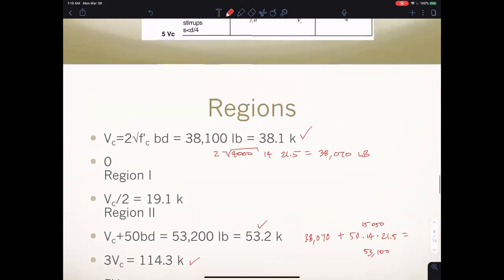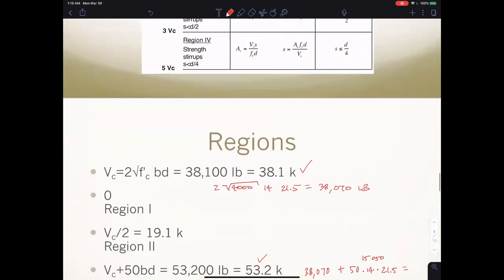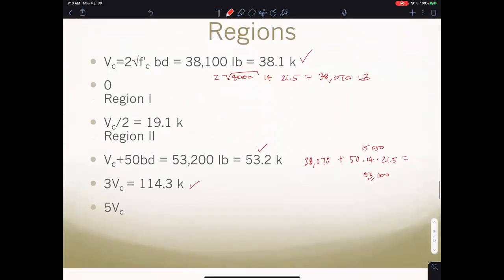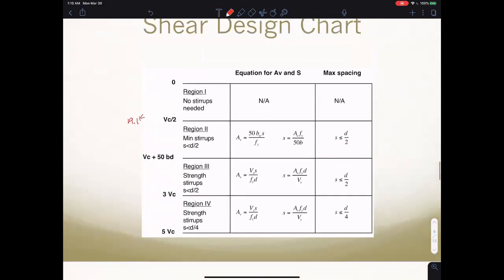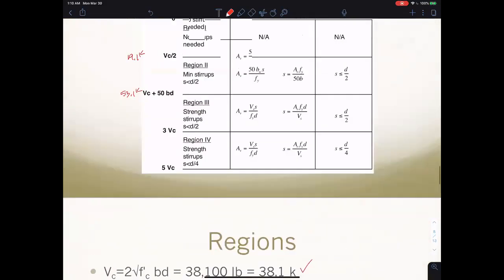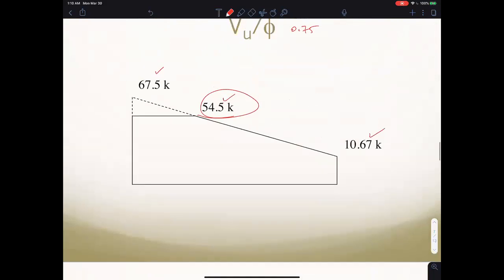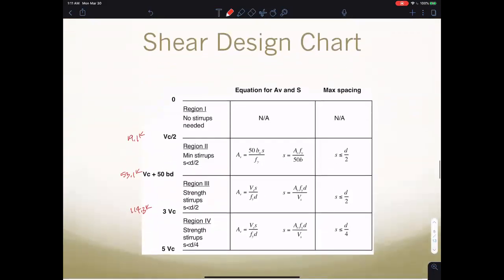So let me write these on the chart. 19.1. 53.1. And 3 VC 114.3. We are looking for those three numbers on this diagram. The highest is 54.5, so obviously we're not going above the 114.3.